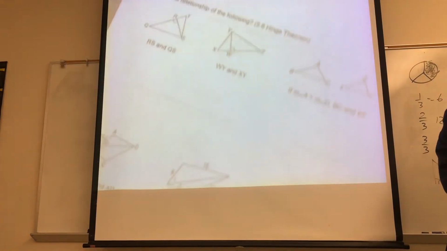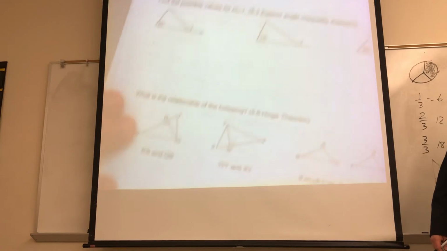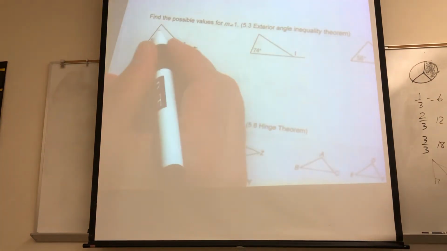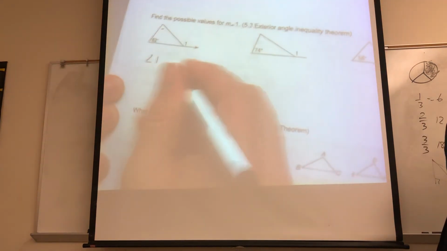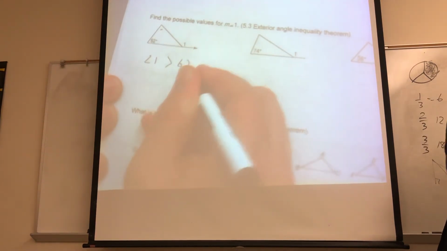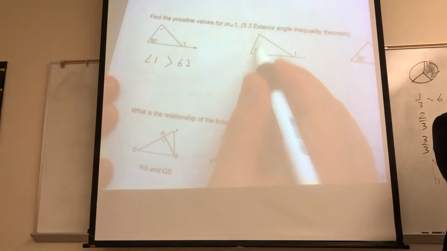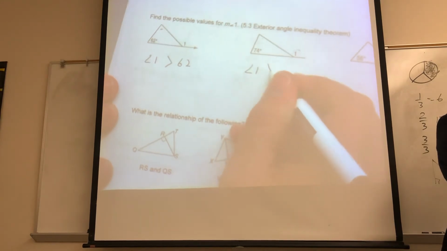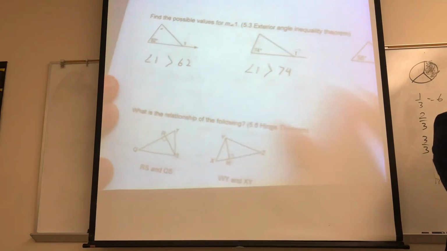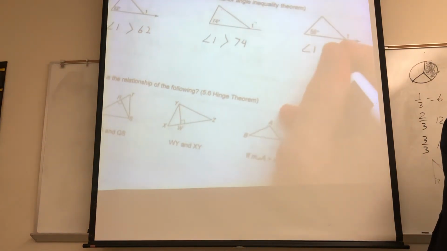Okay? And last page. Find the possible values for the measure of angle 1. Here's a 62. We're going to add something to it. We don't know what, so angle 1 is going to be larger than 62. That's what we know. Here's this angle. This one plus this one would make angle 1. So angle 1 is going to be larger than 74 in this case. In the last one, you've probably guessed the pattern by now. Angle 1 is going to be greater than 56.